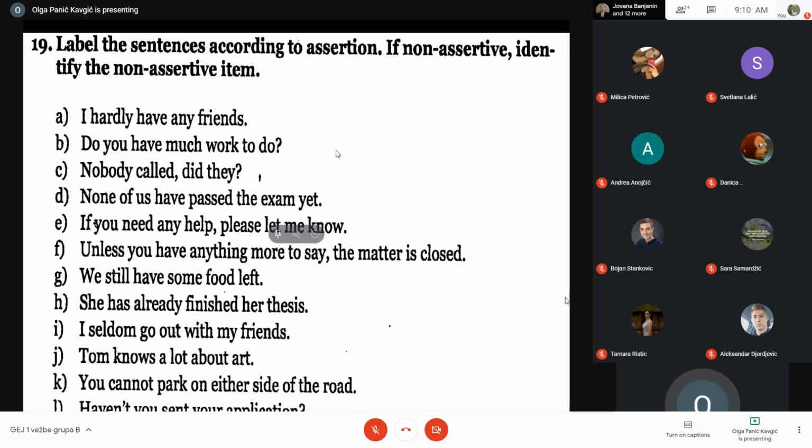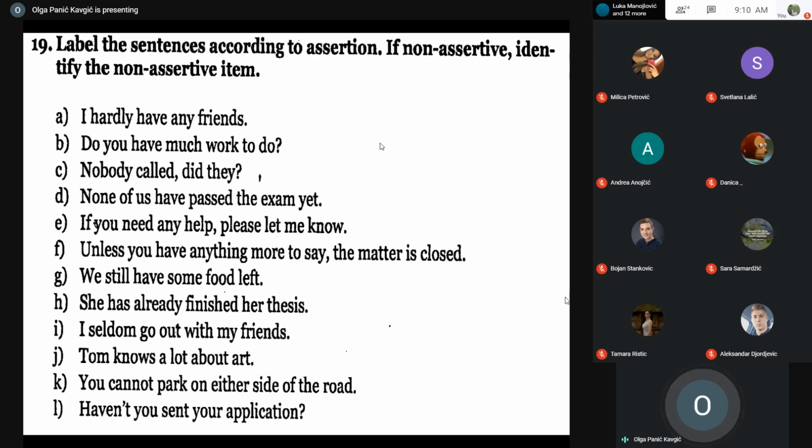Okay, so I hardly have any friends would be the first one. The point is to label this sentence according to assertion as either assertive or non-assertive, and then we will identify both the assertive and non-assertive elements. If assertive elements can be identified, you can circle them or underline them, whichever you prefer. And then at the end of the sentence, you can label it as either A, capital A, assertion, or NA, non-assertion. So that's the preferable way of doing it.